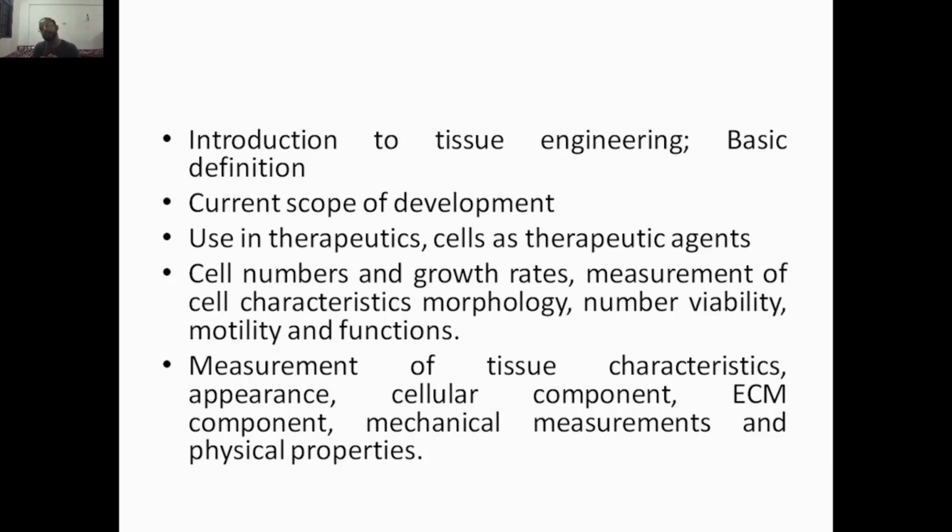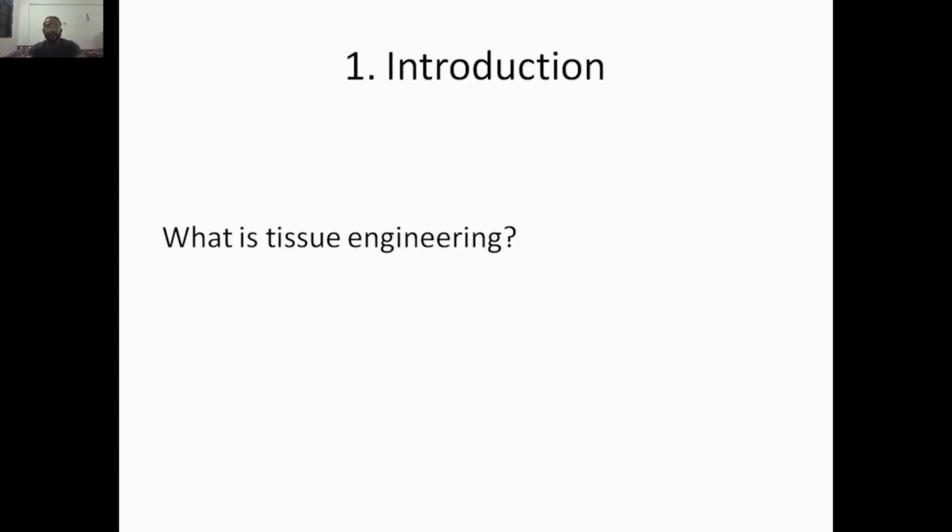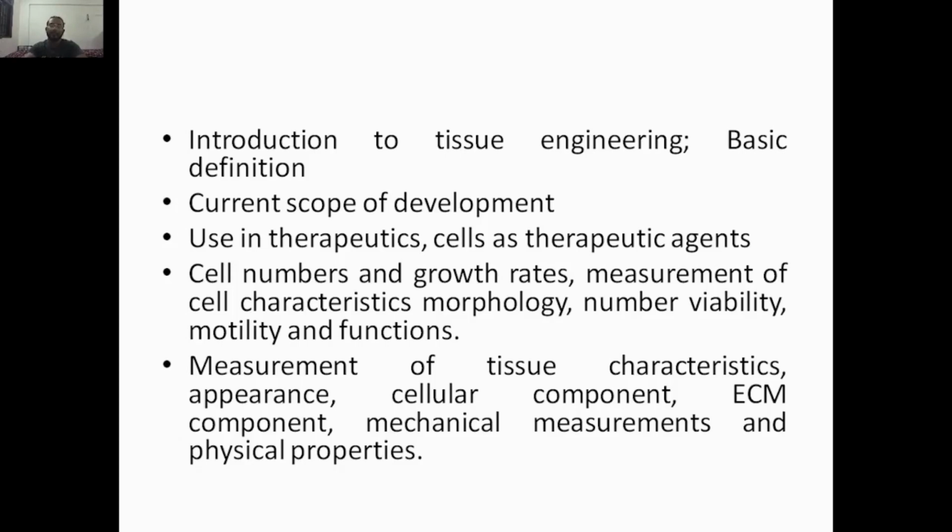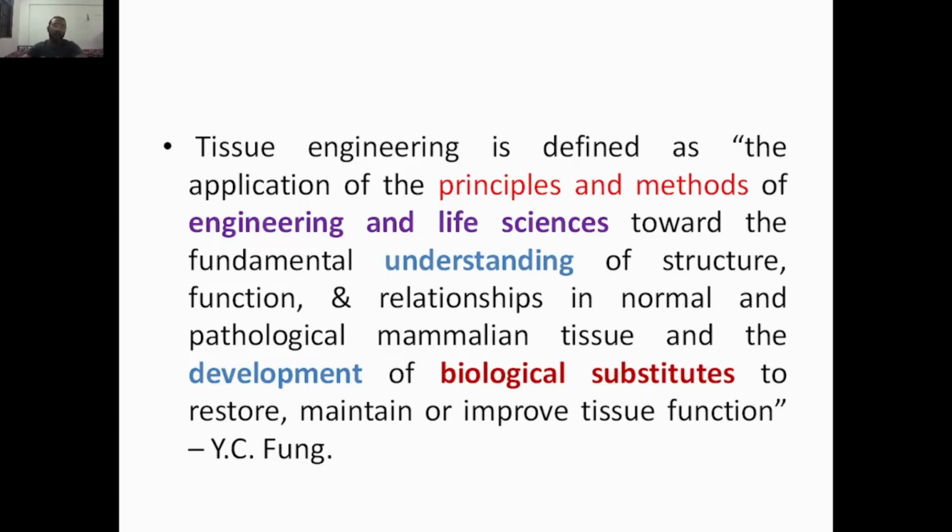Next, under the measurement of tissue characteristics, here it is cell characteristics, there it will be tissue characteristics. The introduction will be the same. Under that we discussed the appearance, cellular components, and ECM components, and also the mechanical measurements and physical properties. So that's it for this module, and we will start module 2 soon, from the next class. I hope you understood module 1.